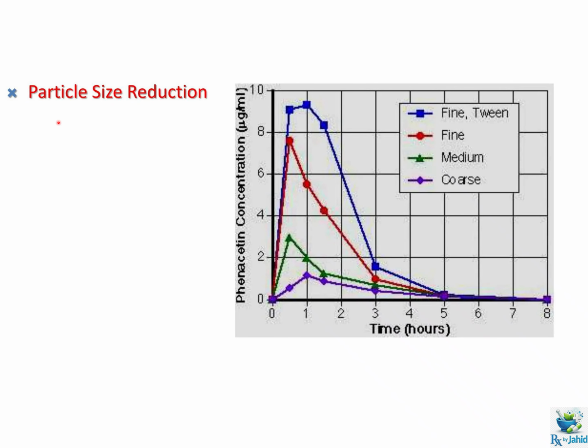So we can have a better overview of the impact of particle size reduction. For example, if you see, these are the fine particles, the green ones are the medium sized particles, and the below one are the coarse particles. So you can see the coarse particle dissolution was less. The more the surface area, the more blood concentration we will have. And in case of fine particles with the use of surfactant, we can see this has increased the dissolution in a greater way.